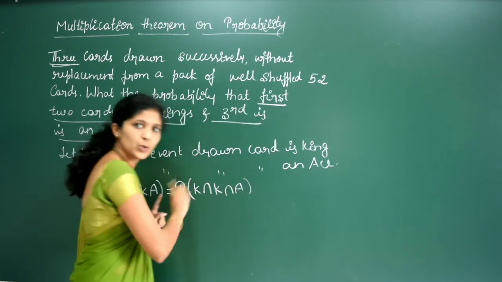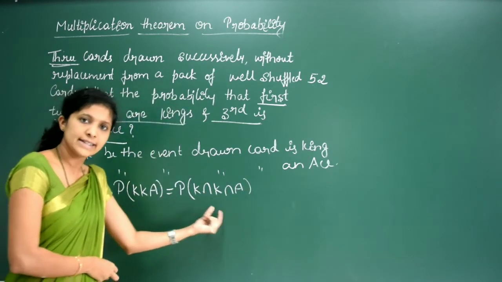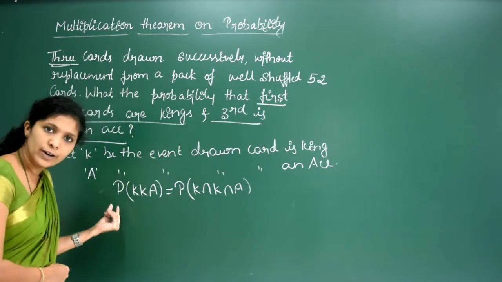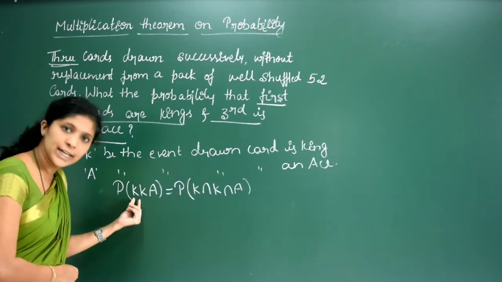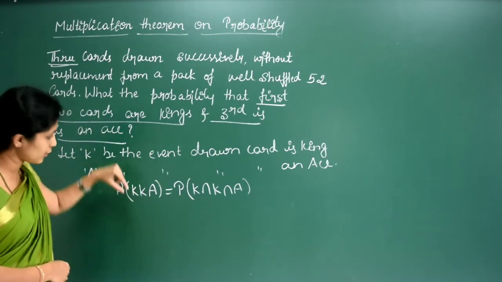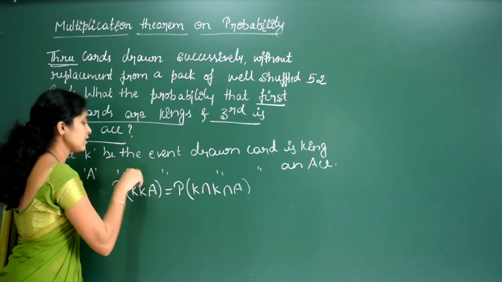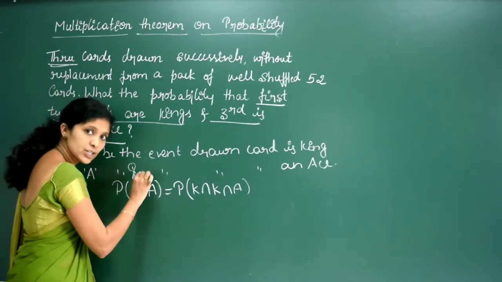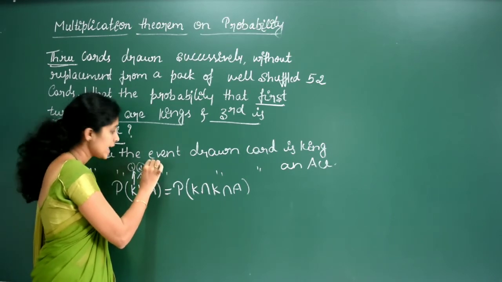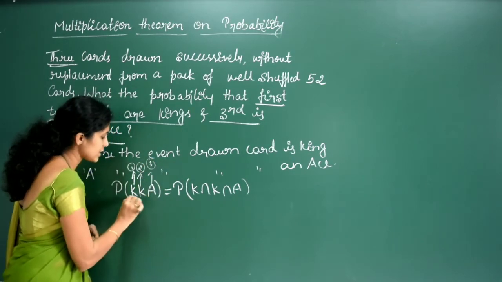Is it clear? The notation is that E intersection F can also be written as E into F. Like that we have to find the probability of K into K into A. There are 3 events. The first event should be a king, the second event should be a king, and the third event should be an ace. Is it clear? First let us start with the king.